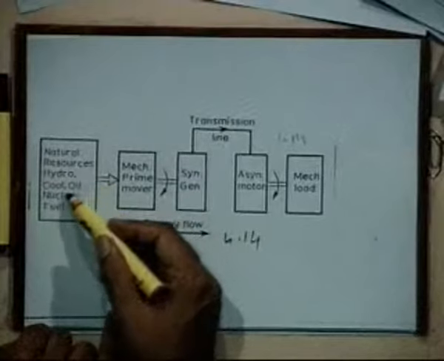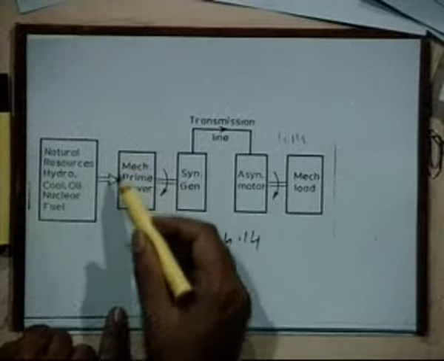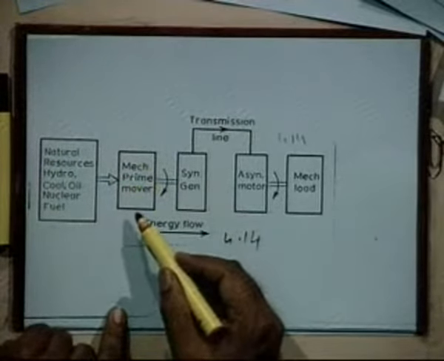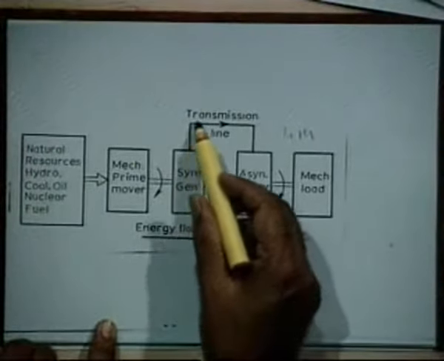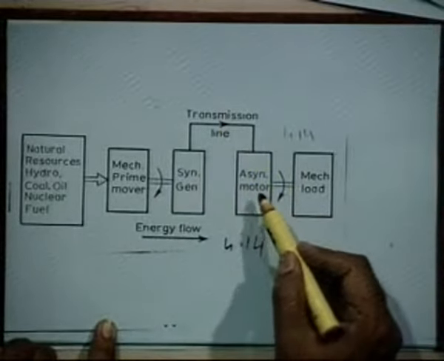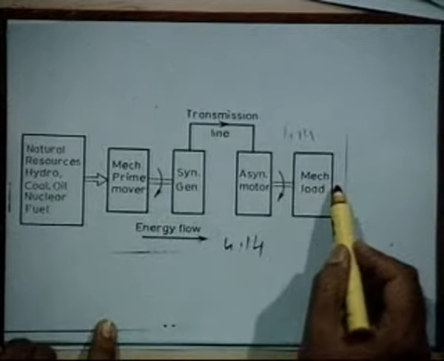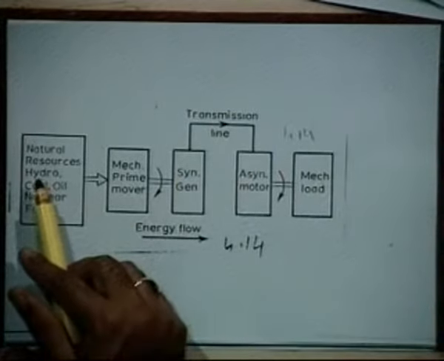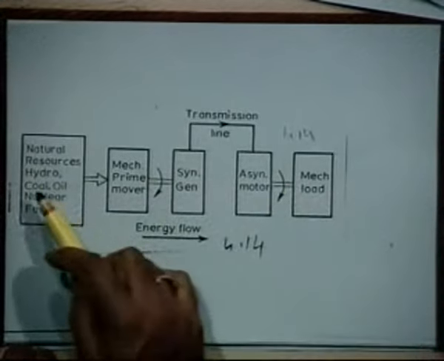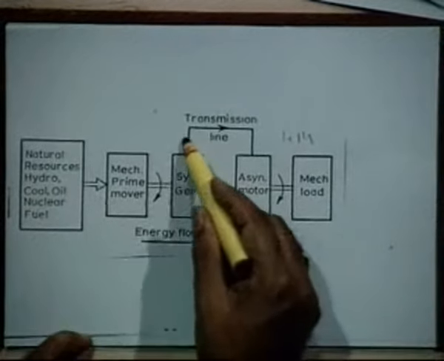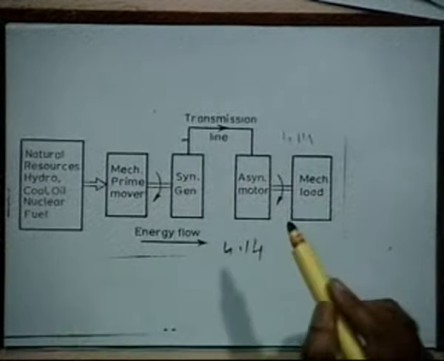In a typical power or energy system, you have all natural resources: hydro, coal, oil, nuclear fuel, from where you produce mechanical power using a mechanical prime mover. A synchronous generator produces the power, which goes into an asynchronous or induction motor and drives a mechanical load. So from the naturally available source, you get useful work for your application. This is a typical energy flow which comprises electromechanical devices.